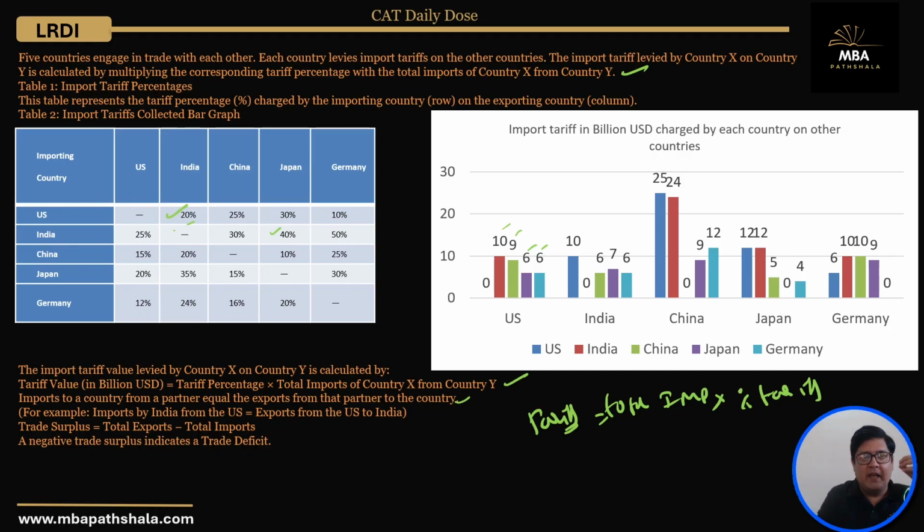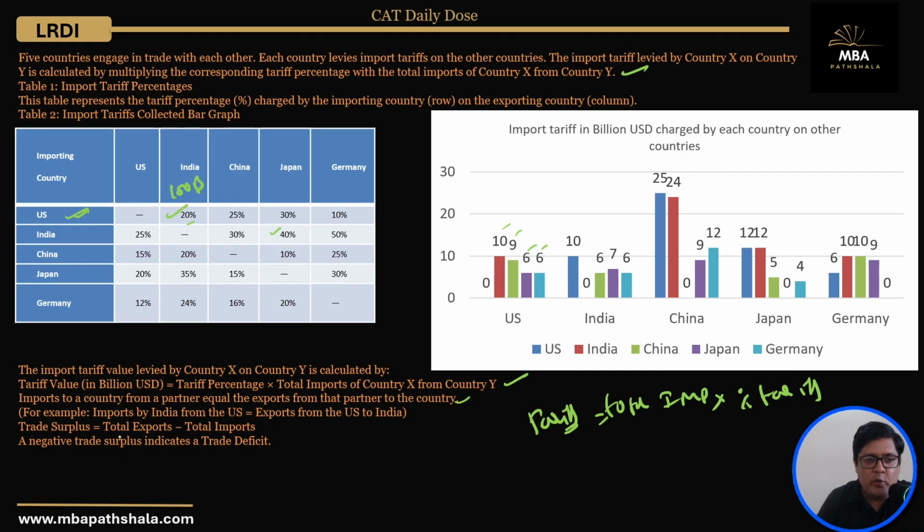So let us say India sends 100 billion worth of goods to US. For US that is import. For India that is export. That is what is said here. Imports to a country from a partner country equal exports. Whatever is import for US is export for India. We know these basic terminologies.